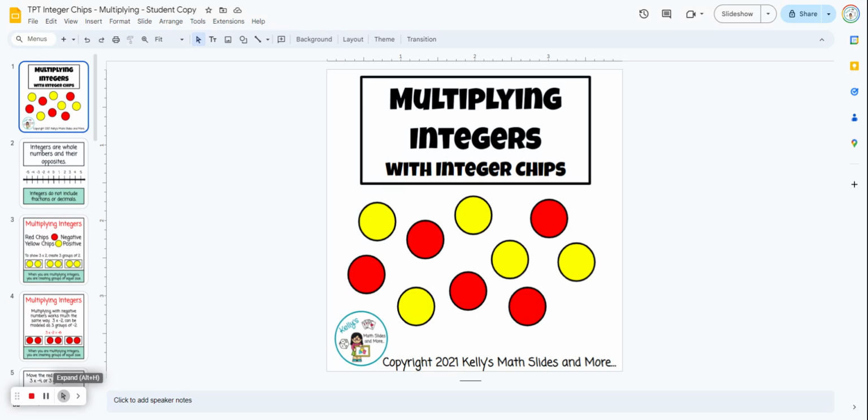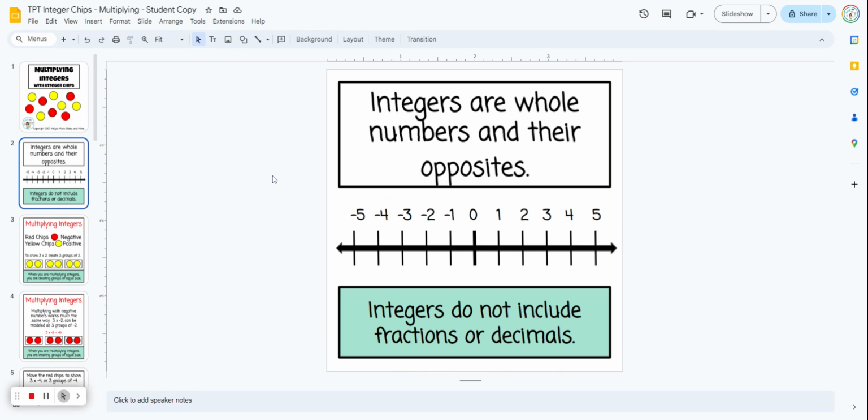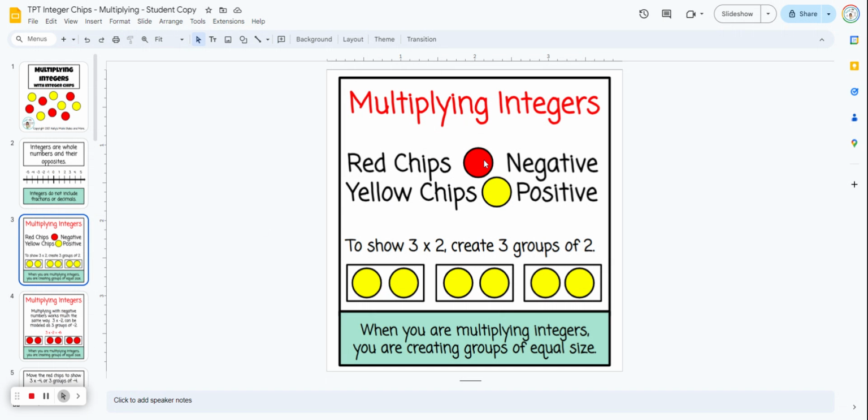Multiplying integers with integer chips. This is a digital lesson. Students can move the yellow and red chips around their screen in order to solve the multiplication problems. The lesson starts with explaining what integers are, and then it tells students that the red chips represent negative numbers and the yellow chips represent positive numbers.